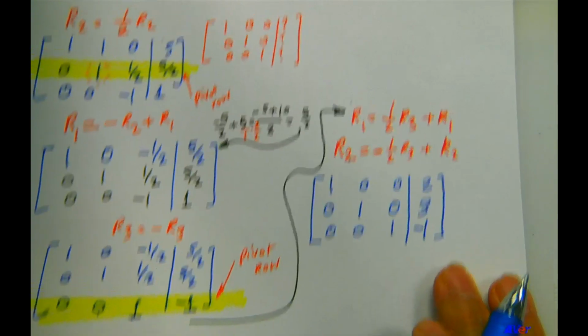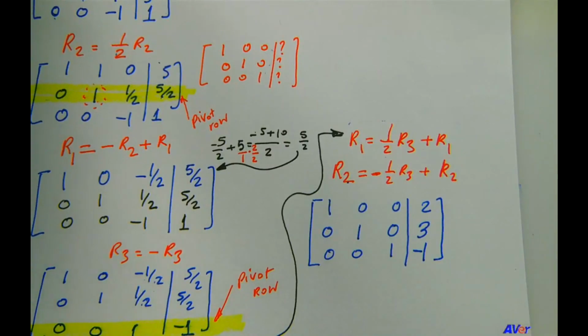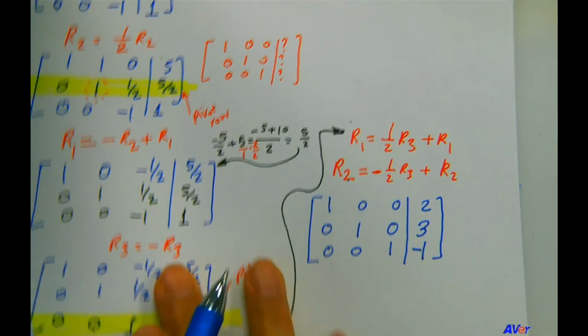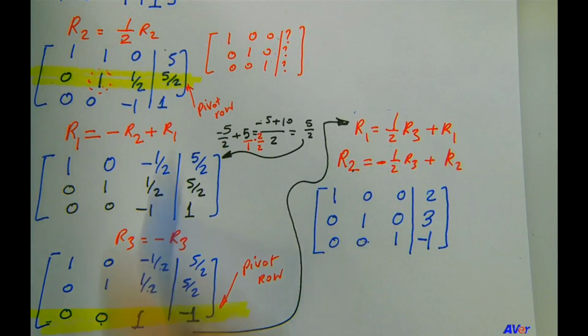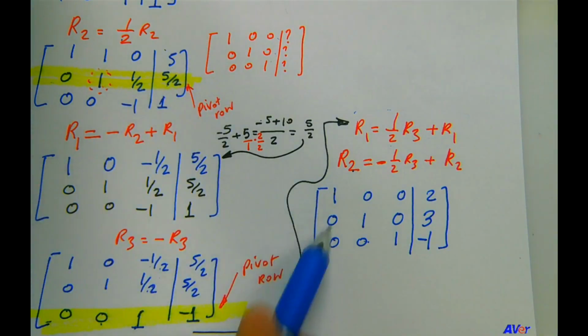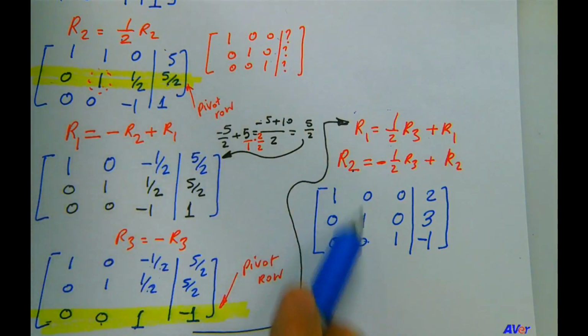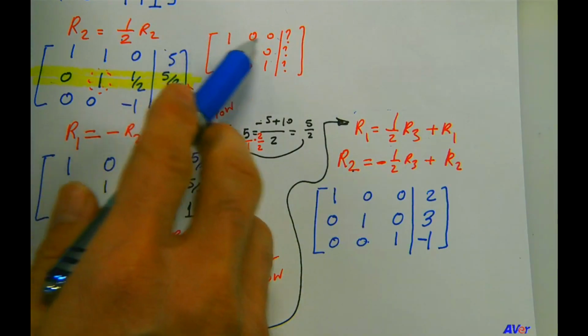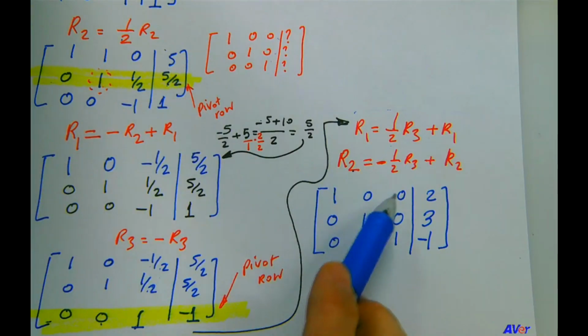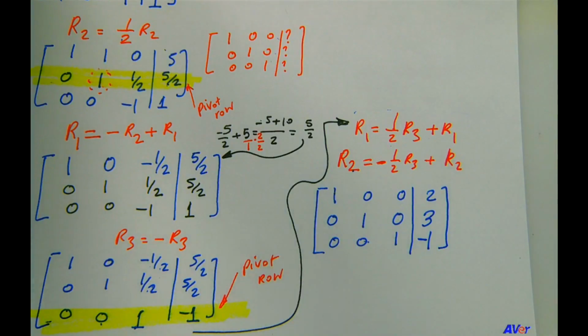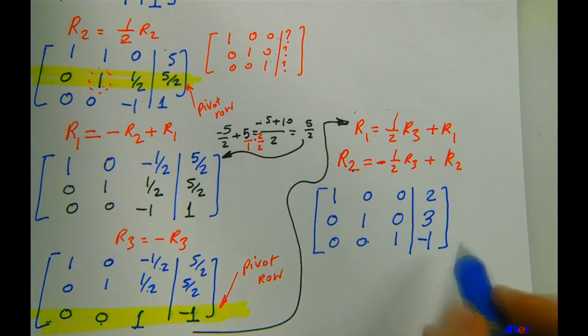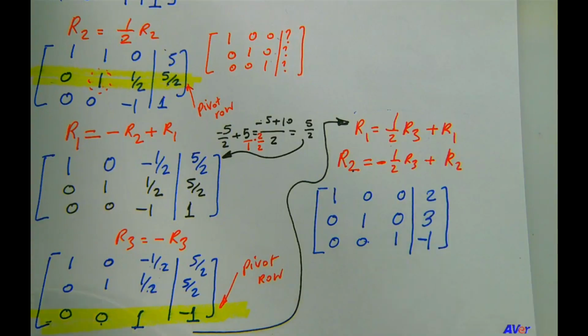Okay, so now compare this result with this. Are we done? We needed 1, 0, 0 in the first column. Do we have that? 1, 0, 0. In the second column, we needed 0, 1, 0. Do we have that? 0, 1, 0. In the third column, we needed 0, 0, 1. Do we have that? 0, 0, 1. Yes, we are done. So the solution of the system is the right-hand side column.